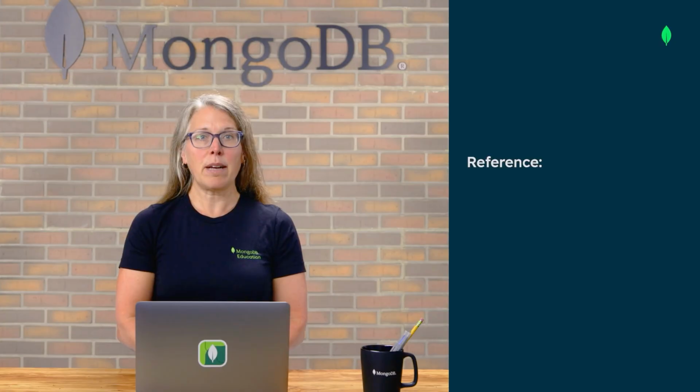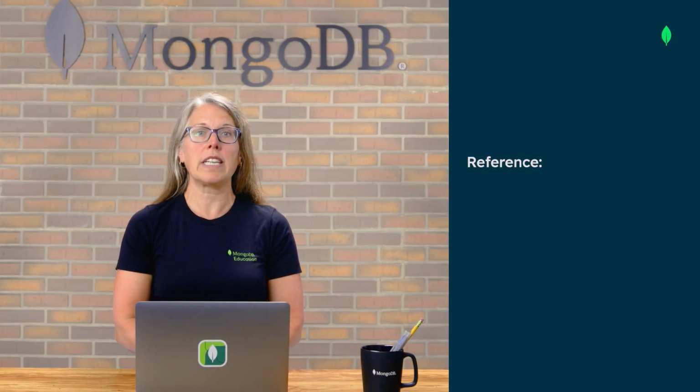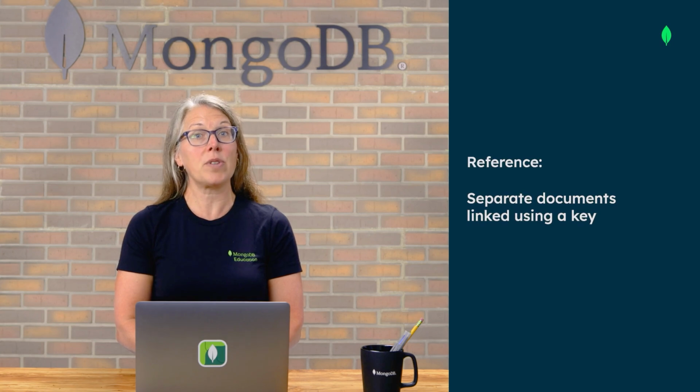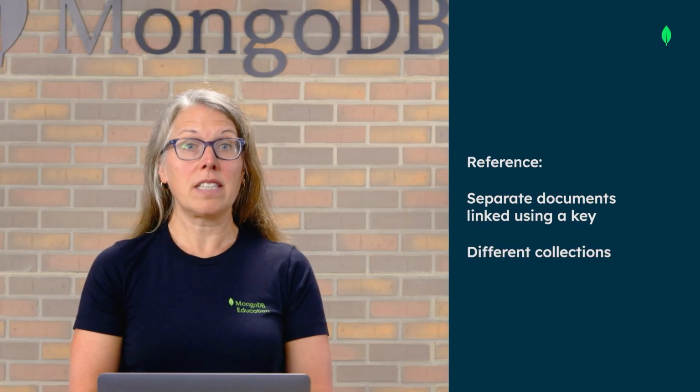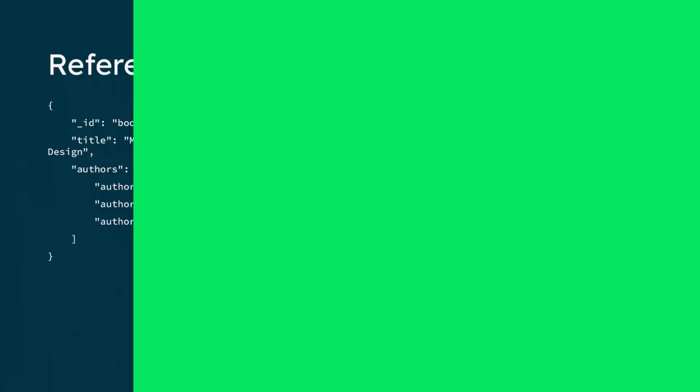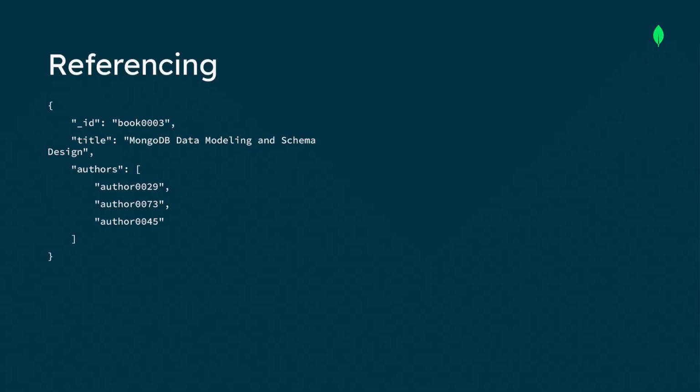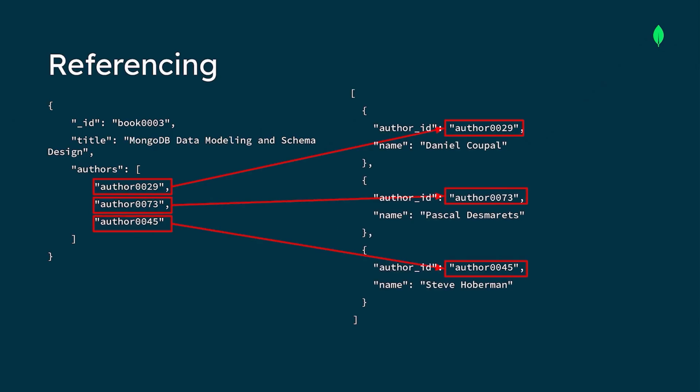A reference establishes a relationship between entities where each entity is typically stored in a separate document and linked together using a common key. Most often, these documents come from different collections, but that is not a requirement. For example, imagine I have separate documents for a printed book and its authors. We can link the documents together using a common key, in this case, an author ID. Within a book document, I have a set of author IDs that reference the author documents.